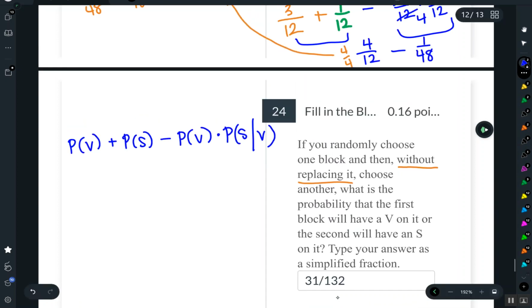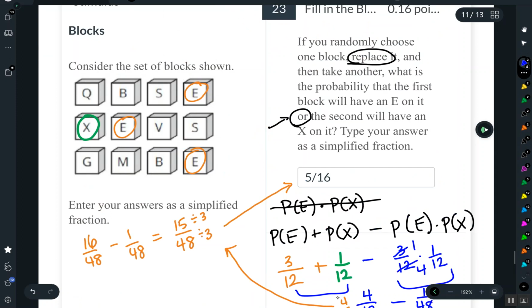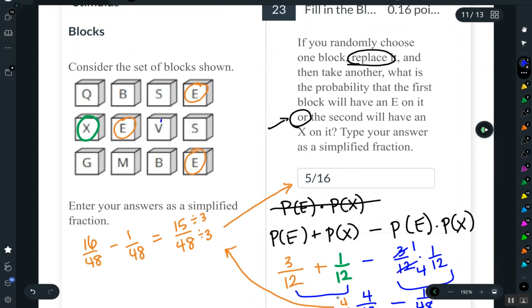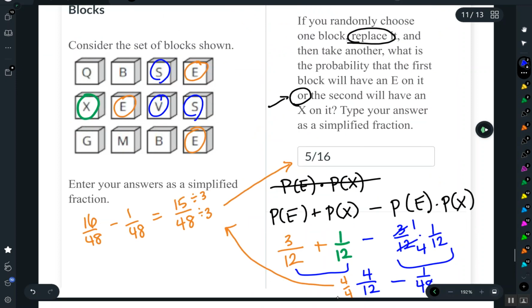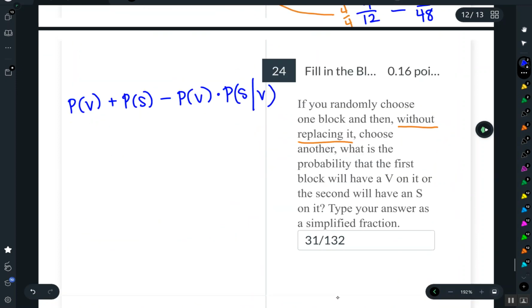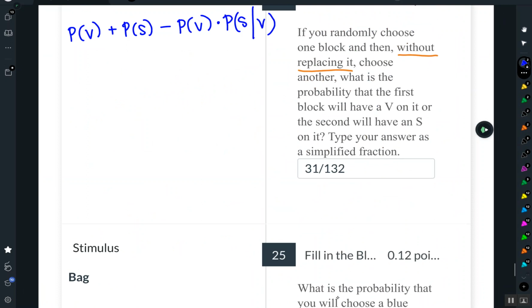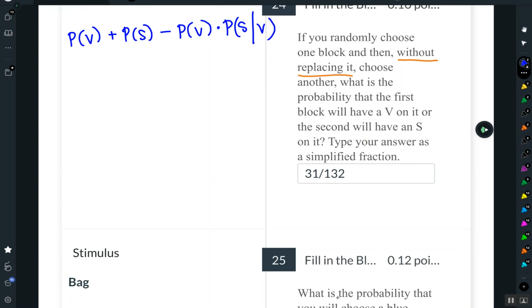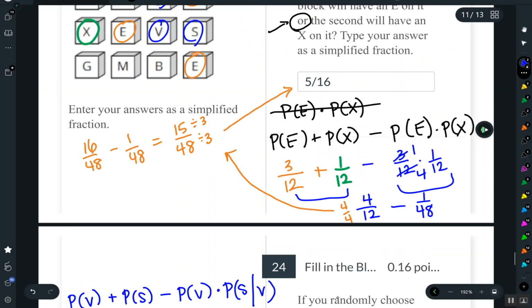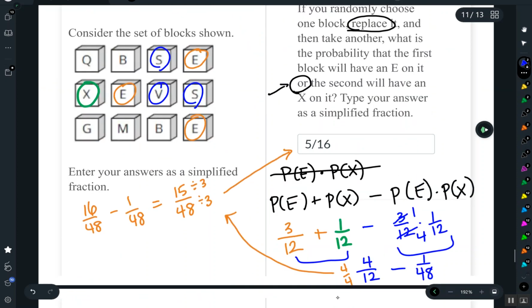So let's see how many V's and S's there are. Okay, there's 1 V and 2 S's. So the probability of getting a V is 1 out of 12. Probability of an S is 2 out of 12, right? Let me just double check that. That was 1 V and 2 S's, right? Yes, okay.